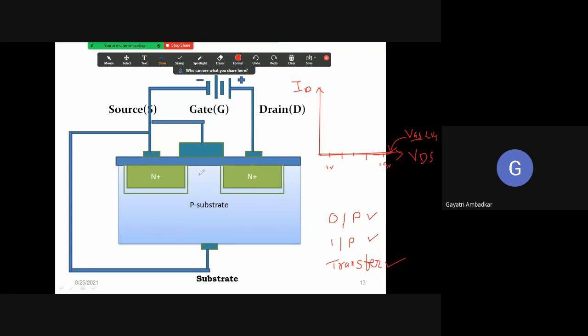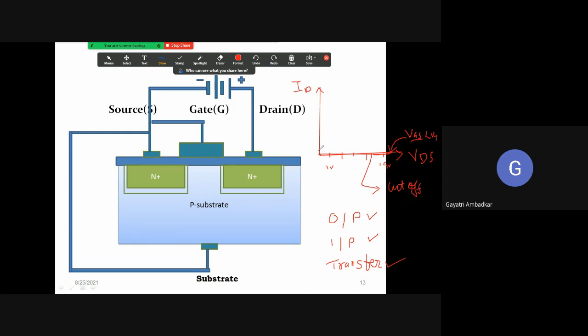Therefore, no inversion layer is established. No channel is formed. Therefore, there will be no current. This region where there is no current flowing, the region below VGS less than VT, we call the cutoff region. Cutoff region. Okay, got it?